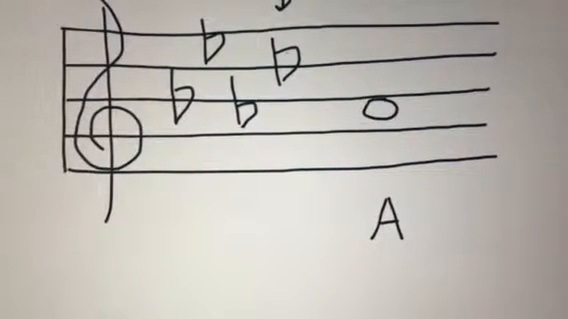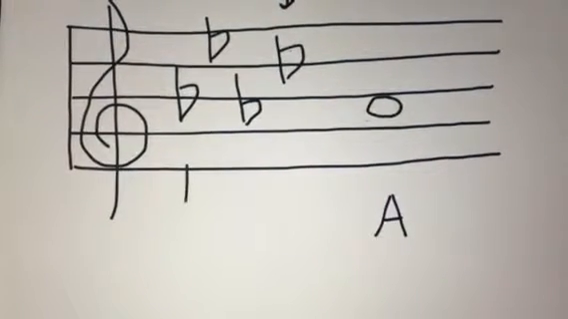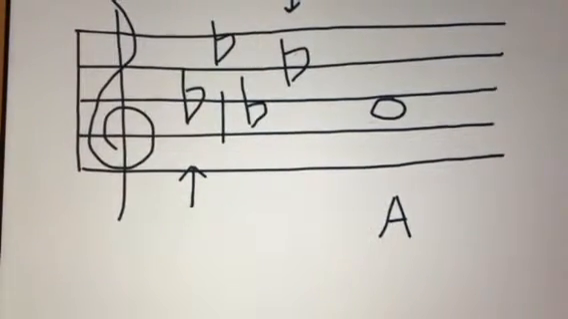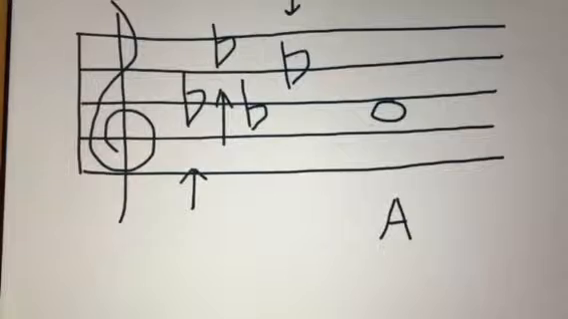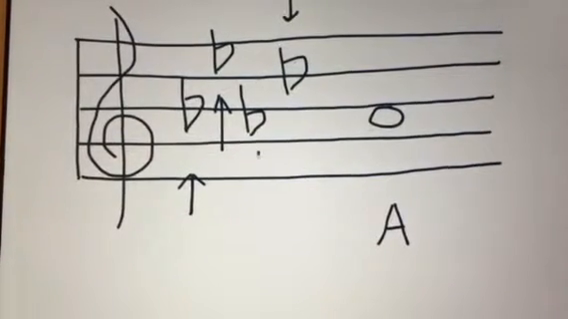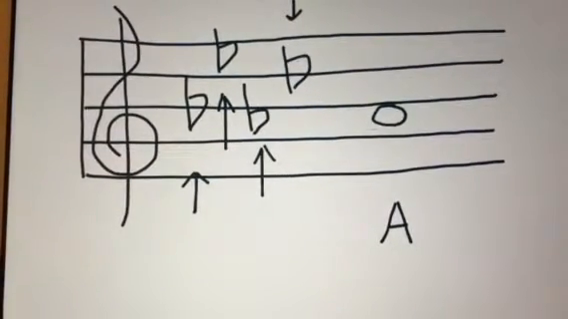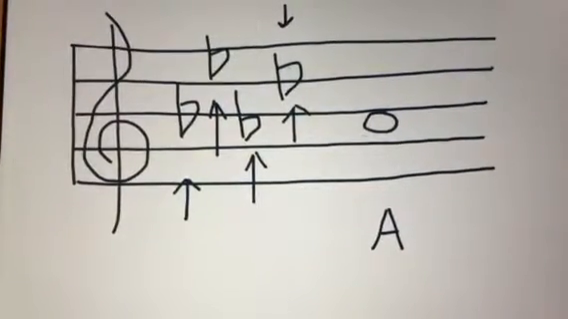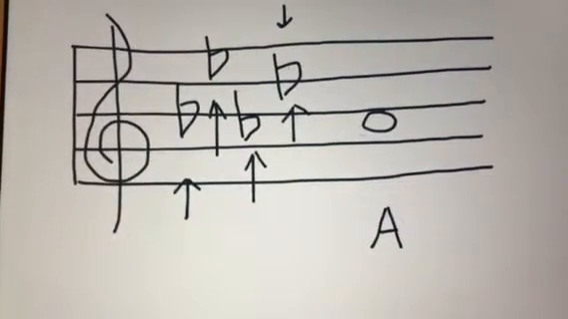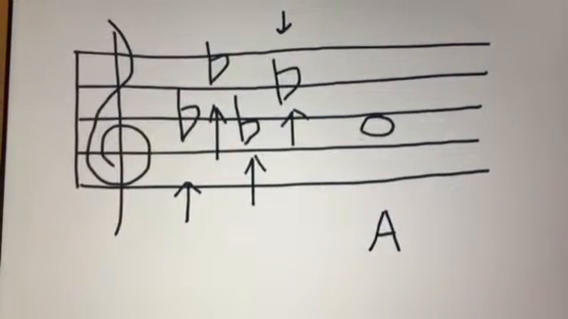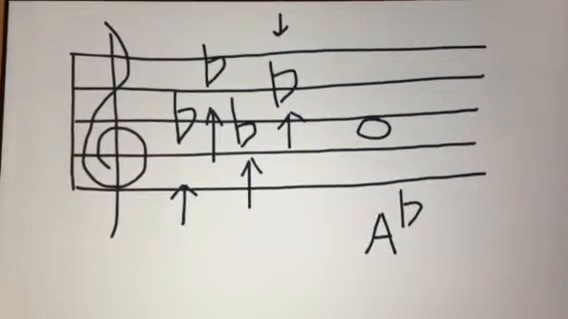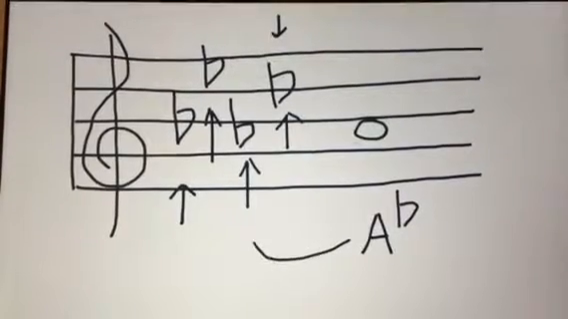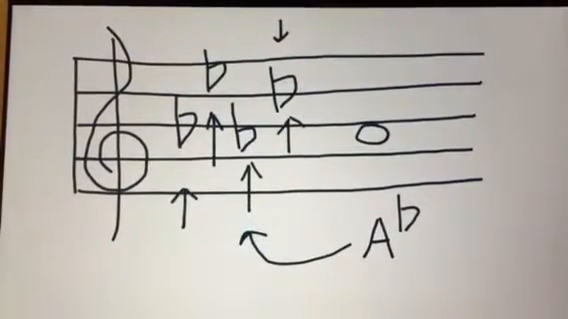Let's look at the key signature. The first flat we have is a B flat. The second flat is an E flat. The third flat is an A flat. And the fourth flat is a D flat. So in this case, the key signature would be changed to A flat major instead of A major because there is an A flat in the key signature.